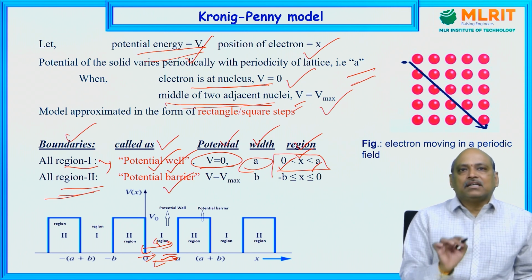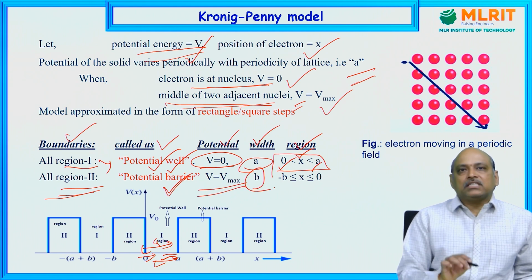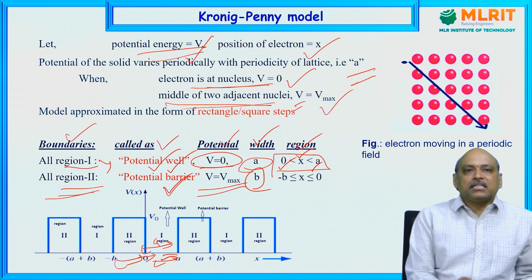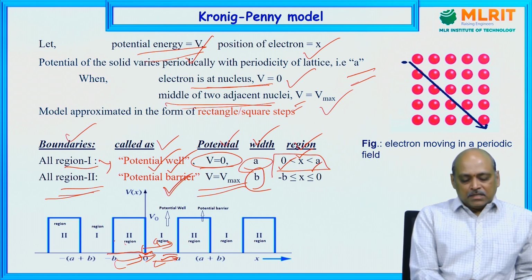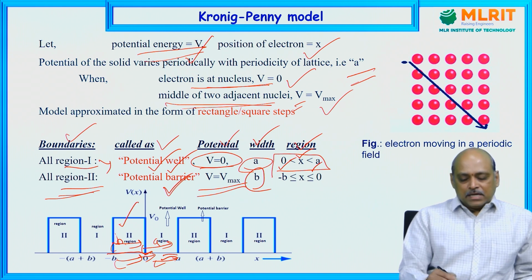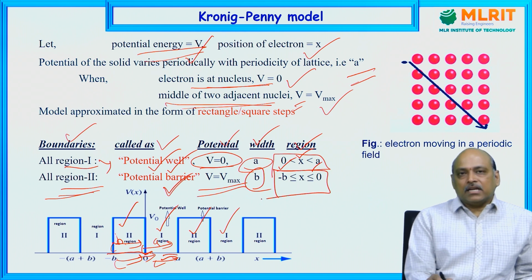The approximated model can be taken like this. The second region is called the potential barrier, in which the potential energy is maximum, and the width of that potential barrier in this approximated model is from here to here, 0 to B. 0 to minus B is the direction we have taken as the negative direction, but the width value is B only. So this is called a potential barrier and this is called the potential well, and immediately another potential barrier and another potential well can be expected. That's why the region was taken like this.